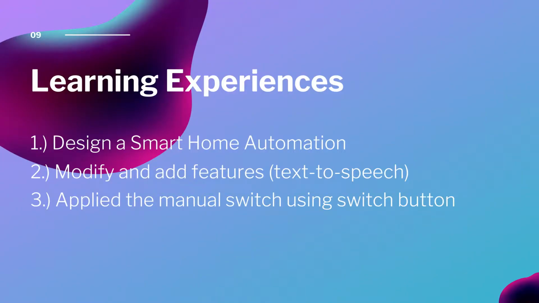What I learned in this video is that I was able to design a smart home automation using the knowledge I acquired on my previous activities. This includes the voice command and building of application using the MIT App Inventor. I was also able to modify and add additional features, which is the text-to-speech function. This function will read the sensor values and make the phone speak and update the status of every appliance inside the house. Lastly, I applied the manual operation using switch button to control LEDs.